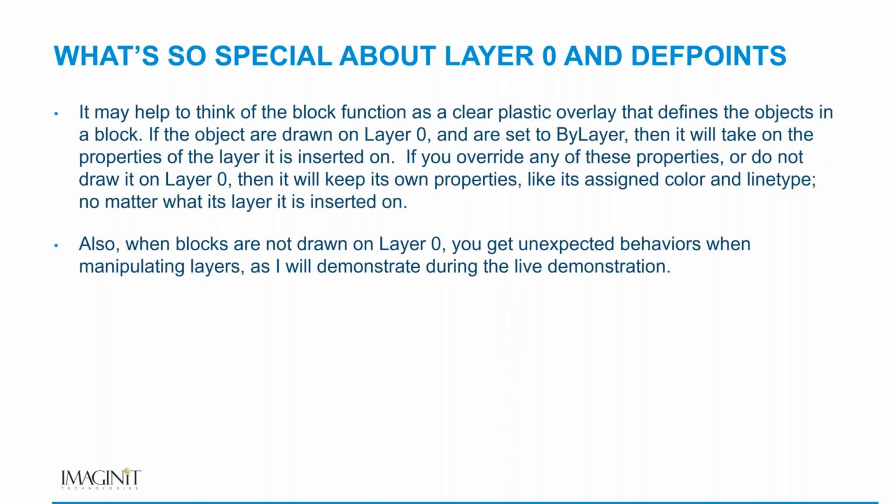Okay, so here's how I look at it, and this is how I describe it. It may help to think of the block function as a clear plastic overlay that defines the objects in a block. If the objects are drawn on Layer 0 and set to ByLayer, then they are completely transparent, and they will take on any of the properties of the layer inserted on, whether it's layer color, line type, line weight, transparency, all of those things.